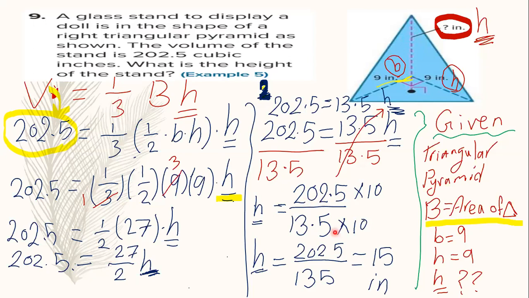To divide by 13.5, I need to convert it to a whole number by multiplying by 10, and similarly the numerator by 10, so H equals 2025 divided by 135 equals 15 inches. So this missing height is 15 inches.